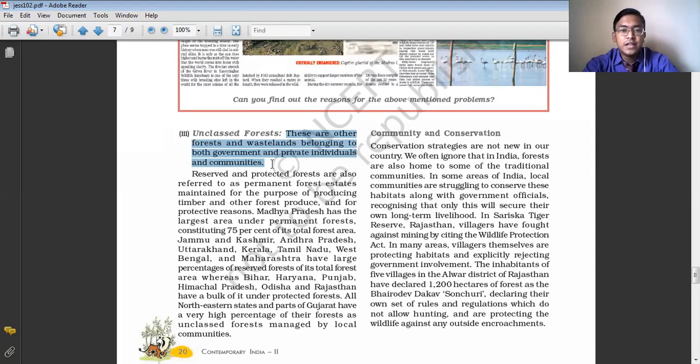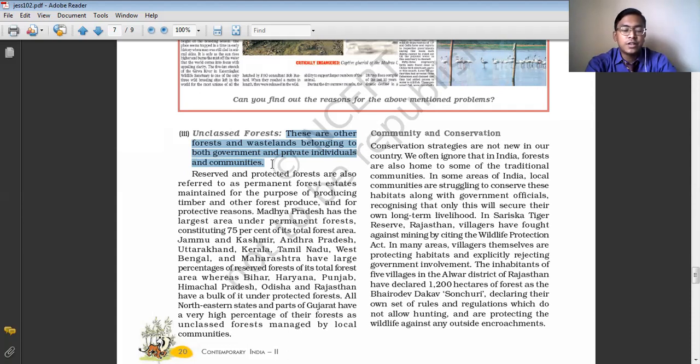So this kind of unclassed forest: there is some forest cover in our country where we don't find dense vegetation, where dense forest trees are not available. Even somewhere you will find that a very large area belongs to a particular group of people or community, and there the forest has grown up. Those categories of forest also come under the unclassed forest.